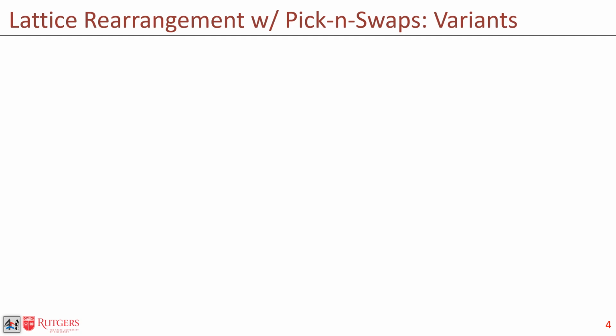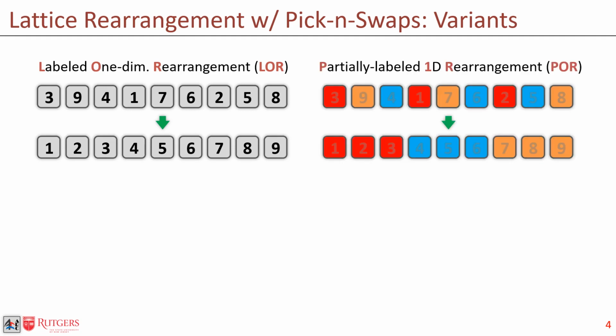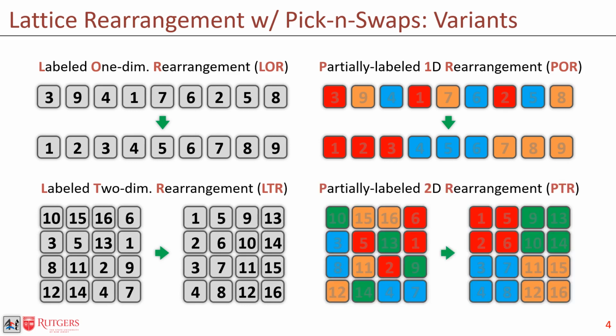Under the setup, we examine 4 settings in detail: labeled one-dimensional problem, or LOR, and partially labeled one-dimensional problem, or POR. In a POR problem, items are sorted into different types, where items within the same type are interchangeable. Then the labeled two-dimensional problem, or LTR, and finally, the partially labeled two-dimensional problem, PTR.